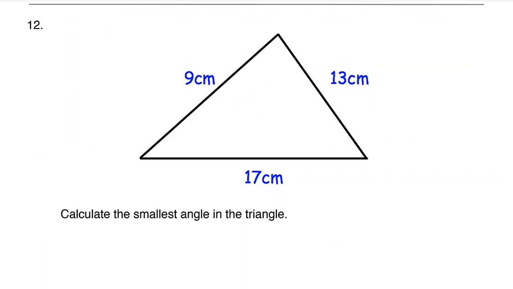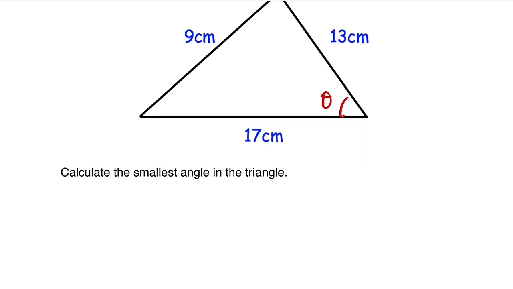Question number 12, we are asked to find the smallest angle in this triangle. We have three angles, all of them are missing, but we are looking for that smallest one. All right, you should know that the smallest angle in any kind of triangle is that angle opposite to the smallest side. So this is the shortest side, which is 9 cm. Therefore, this angle here must be the smallest one. Let me call it theta.